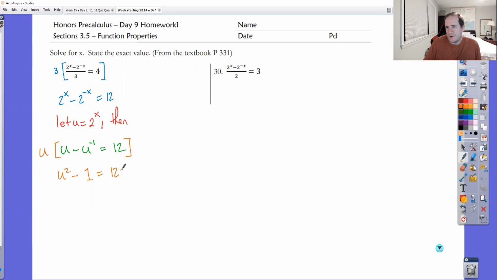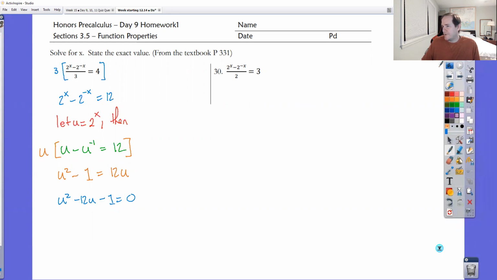But now we also get a 12u over here, and we now have all the pieces of a quadratic. We've got a quadratic term, linear term, constant. So now you just pull all those terms together on one side. You've got your u squared minus 12u minus 1. And then, somewhat frustratingly, you cannot just solve by factoring. So you have to bust out the quadratic formula.